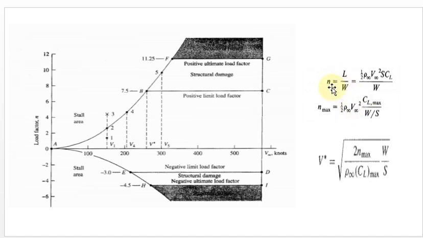Suppose I want to obtain the maximum load factor, N max. As per this equation, when the aircraft is obtaining CL max, the maximum coefficient of lift, automatically you will obtain the maximum N value. So they are directly proportional. When we are looking for the maximum coefficient of lift, at the same time you will obtain the maximum N value.